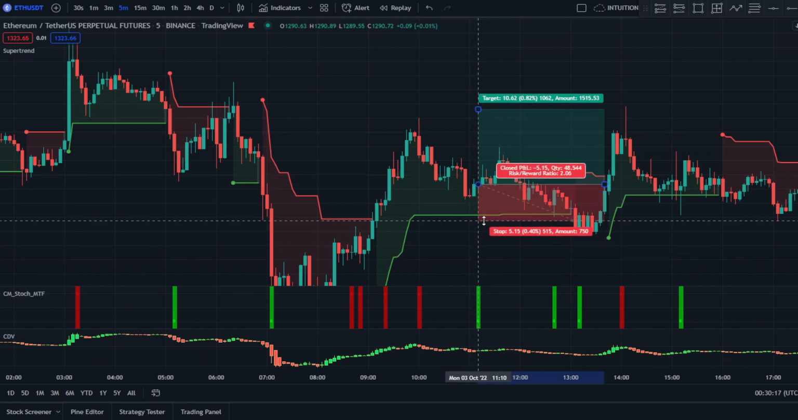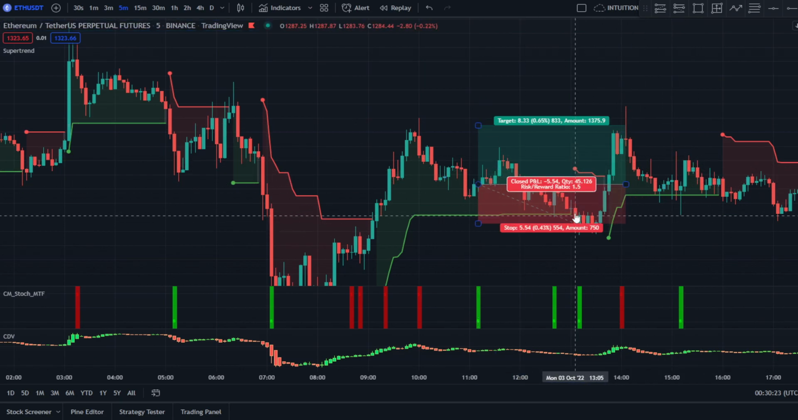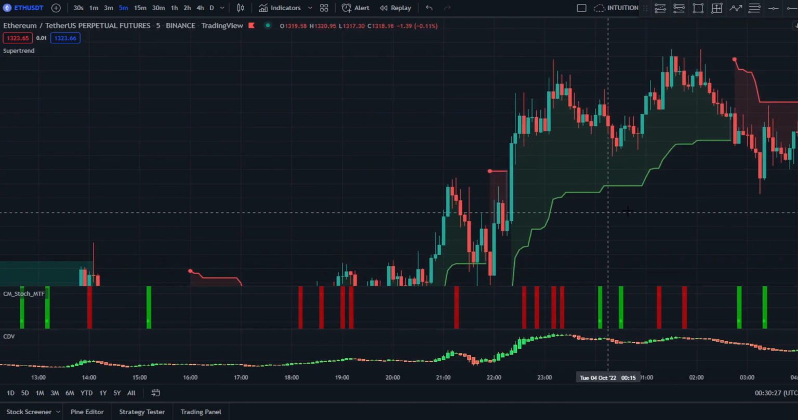Stop loss right below. Unfortunately we'll be stopped out, but the stop loss is relatively small, so you might want to adjust it a bit. It's normal to have losses and it's part of the trading game. Here we have a valid position.